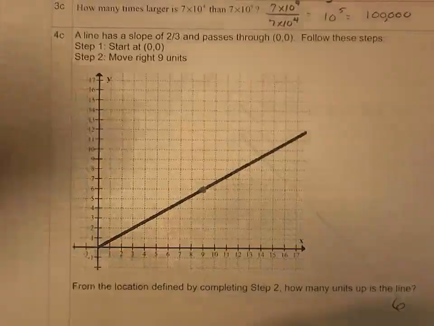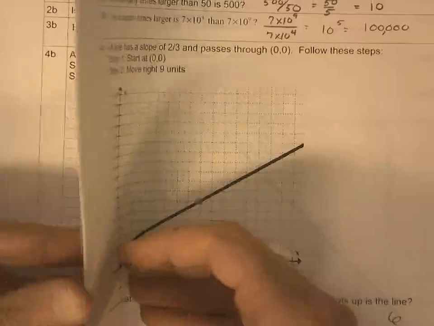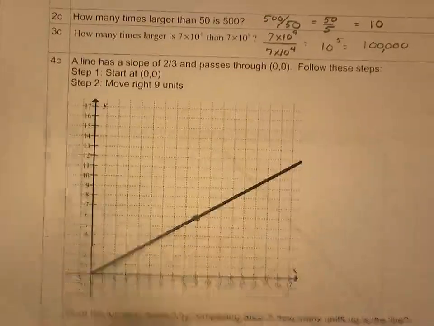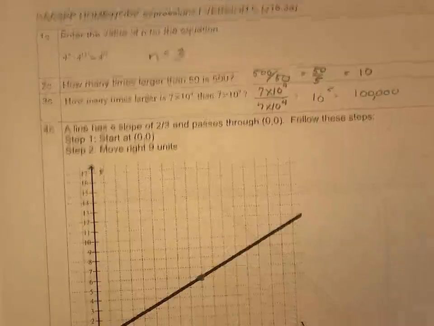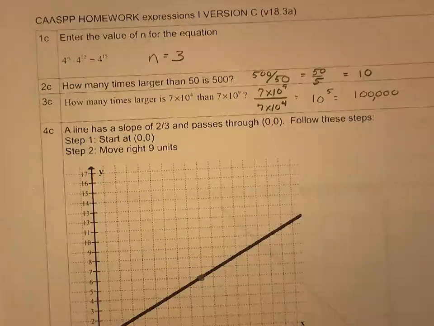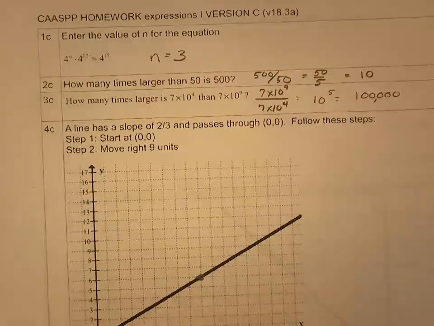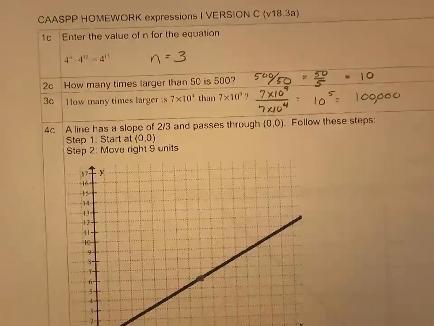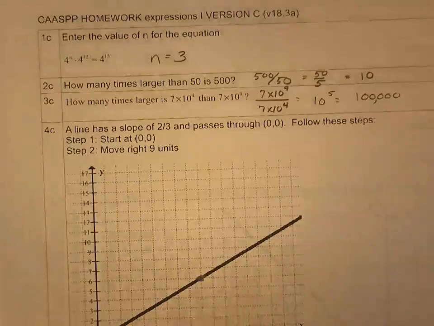All right, let's check my answer key and see how I'm doing so far. Answer key says that number 1 is 3. Says that number 2 is 10 times bigger. Number 3 is 100 times bigger. Excuse me, 100,000 times bigger. And number 4 is 6 units up. So far, I'm looking good. Let's keep going.